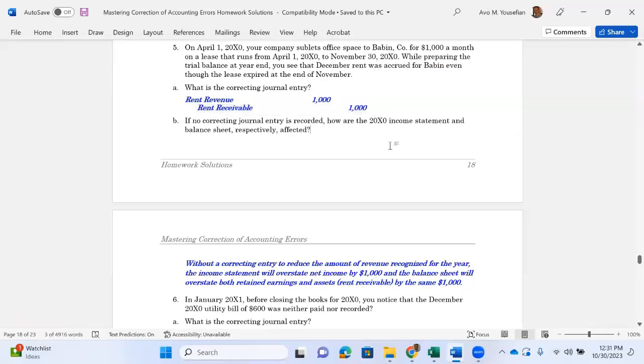receivable goes down. If no correcting journal entry is recorded, how are the 2020 income statement and balance sheet affected? You're going to mess up the whole thing. Why? Because if you don't reduce your revenue, then revenue will be overstated. That means net income will be overstated in the income statement. And because of that, retained earnings will be overstated in the balance sheet. If you don't reduce receivable, then the asset will be overstated in the balance sheet. So technically, the whole thing will be a mess.